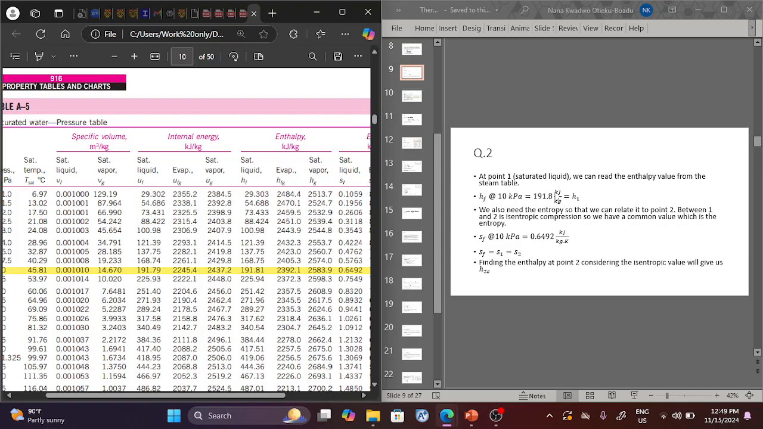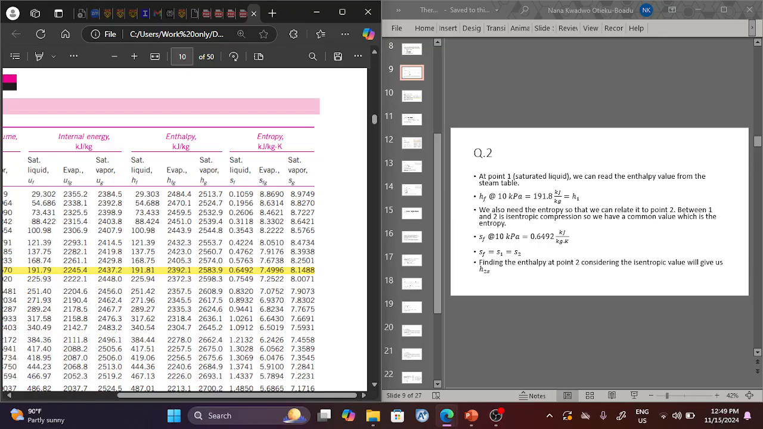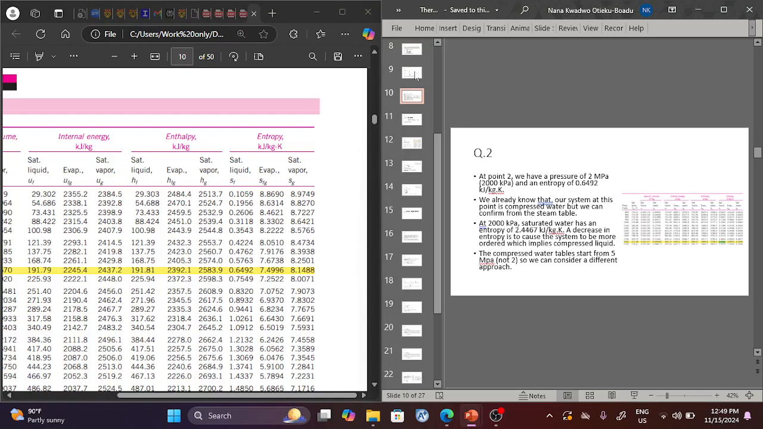Since it's going to be isentropic, we can find the entropy at point 2, right? Because between 1 and 2 is isentropic. So I can find the entropy at 1. That's going to be my SF, the 0.6492. And it will be the same as the entropy at point 2, right?